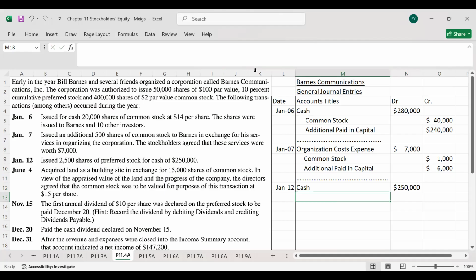These preferred stock are 10% cumulative. So 10% cumulative preferred stock were issued. The amount is the same, that is 2,500 shares, and one share is $100 par value.